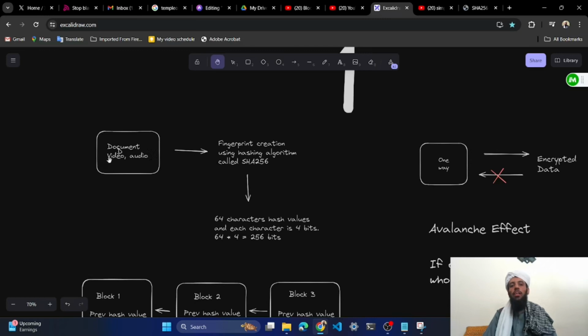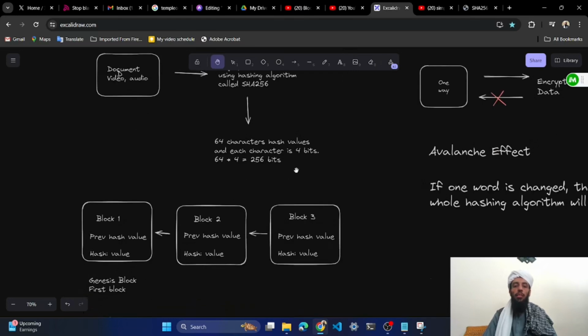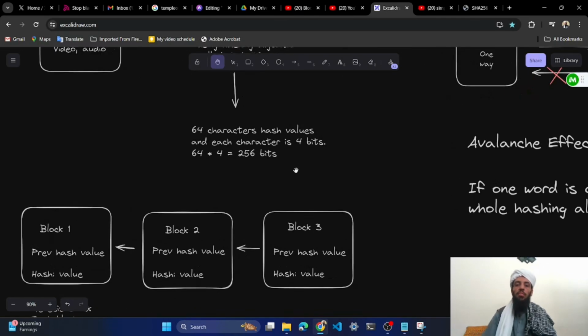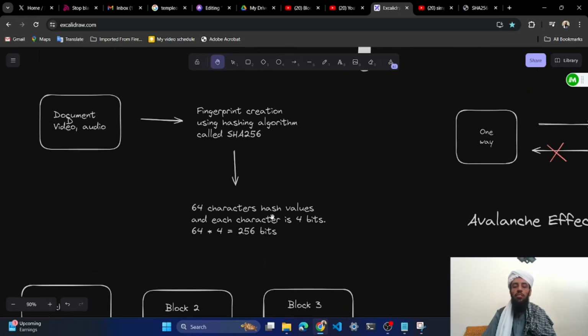Basically, if you enter any kind of document, video or audio file in the blockchain, it will be stored using the hashing algorithm called SHA-256. The SHA-256 is like a fingerprint of these documents, videos or audios that will basically show us that this document is protected. By using this fingerprint, you can access them, and this hashing algorithm will basically protect them. And if you are not aware of the hashing algorithm, it is basically a 64-character hash value, and each character is 4 bits.